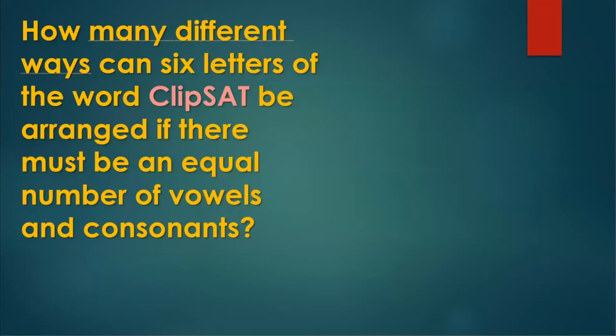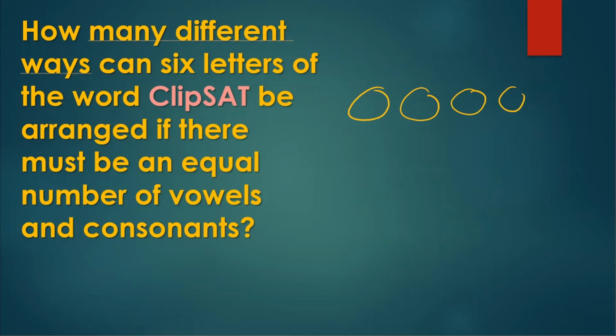Okay, how many different ways can 4 letters of the word ClipSat be arranged if there must be an equal number of vowels and consonants? Since I have only 2 vowels, I have the option of only 2 consonants. So here I'm not going to arrange all 6, just 2 vowels and 2 consonants. I have 4 places, okay? So I will pick 2 places for vowels and then place the remaining for consonants.